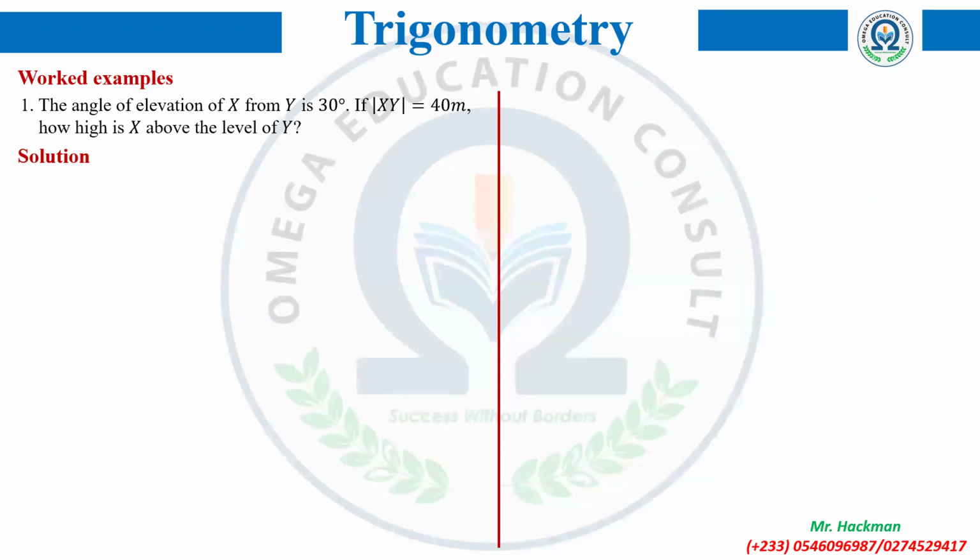Great. All right. So now this is what we have. Let's read the question carefully. Try to picture the situation, put it in a diagram form. Make it visual. Then after that, we'll see how best we can bring the analysis from the picture that we will put forward. So let's see. The angle of elevation, so we know we are dealing with angle of elevation, of x from y is 30 degrees. If the length of xy is equal to 40 meters, how high is x above the level of y? So this is the question that we are dealing with.